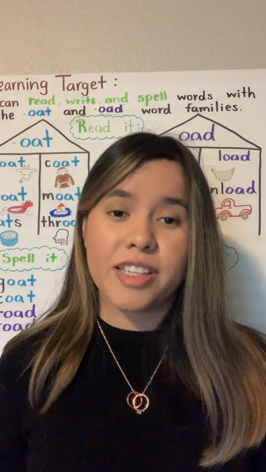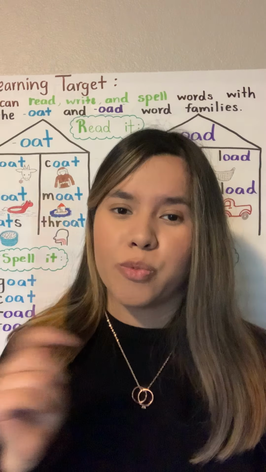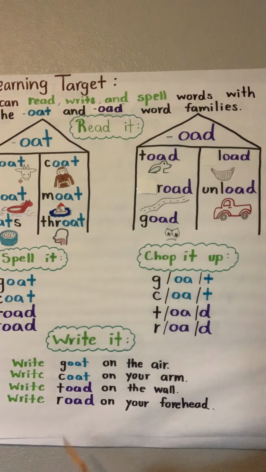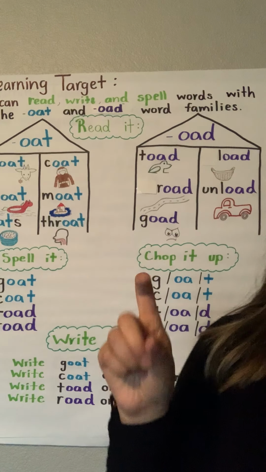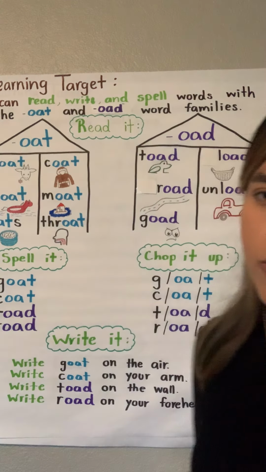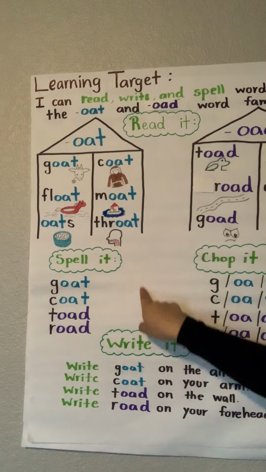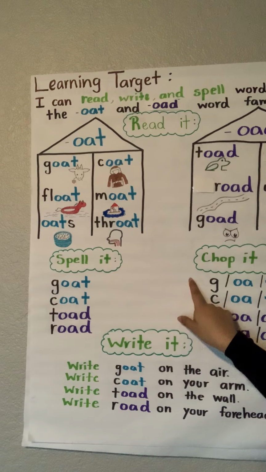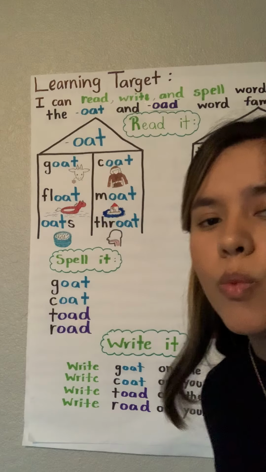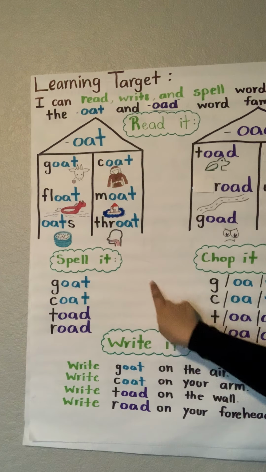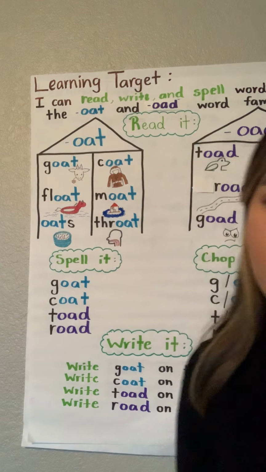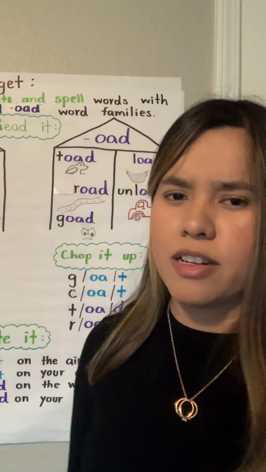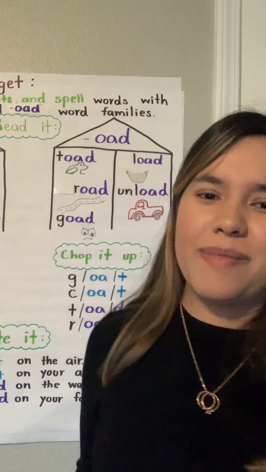Let's read our next 2 words that belong to the oat family, and let's write them with our magic finger. Okay? Write toad on the wall. So we're gonna take out our magic finger and we're gonna write toad on the wall. Are you ready? T-O-A-D. One more time. T-O-A-D. And that spells toad. And toad belongs to what family, boys and girls? The oat family. Very good job.